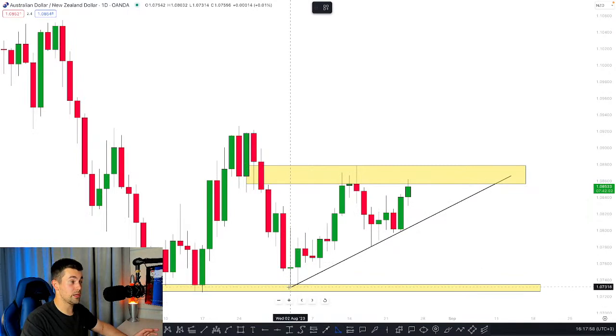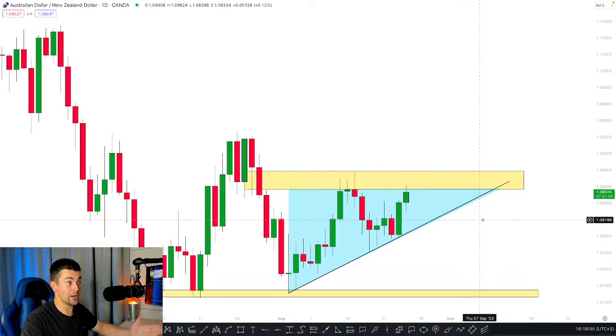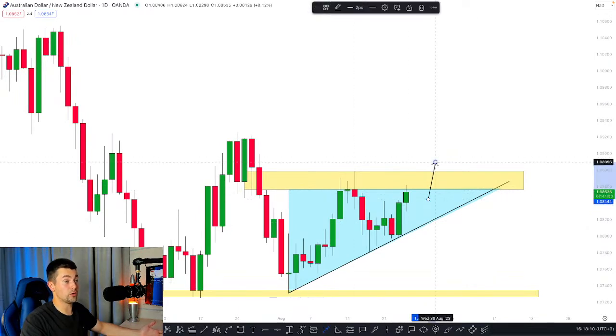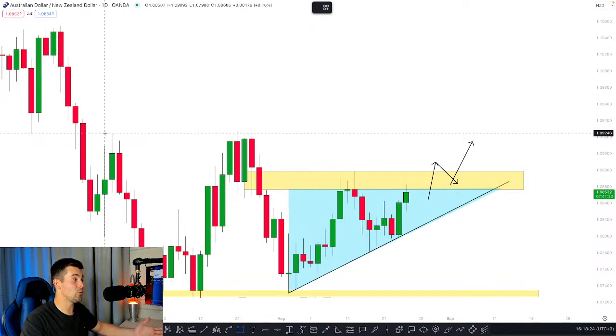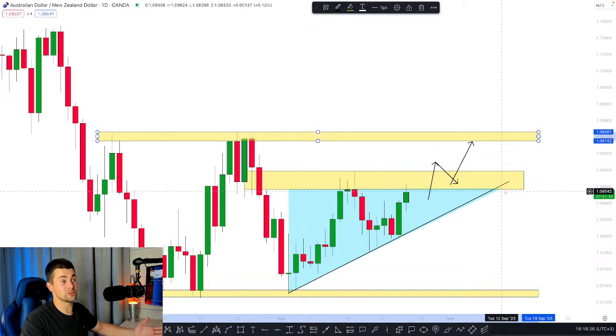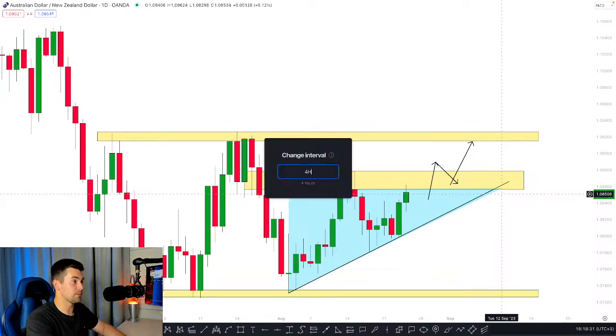It feels like we are forming right here a bullish triangle. So my advice to you here is to wait for a breakout of the neckline of the triangle. Yes, if the price breaks and closes above the neckline of a triangle, it will be a strong bullish signal for you. And then the market will most likely bounce to that resistance. So that can be your plan to buy Aussie New Zealand.